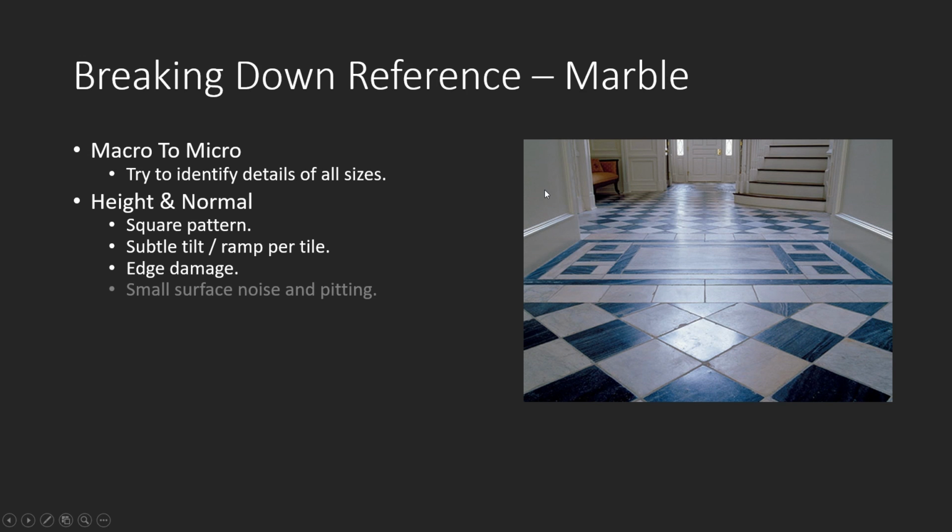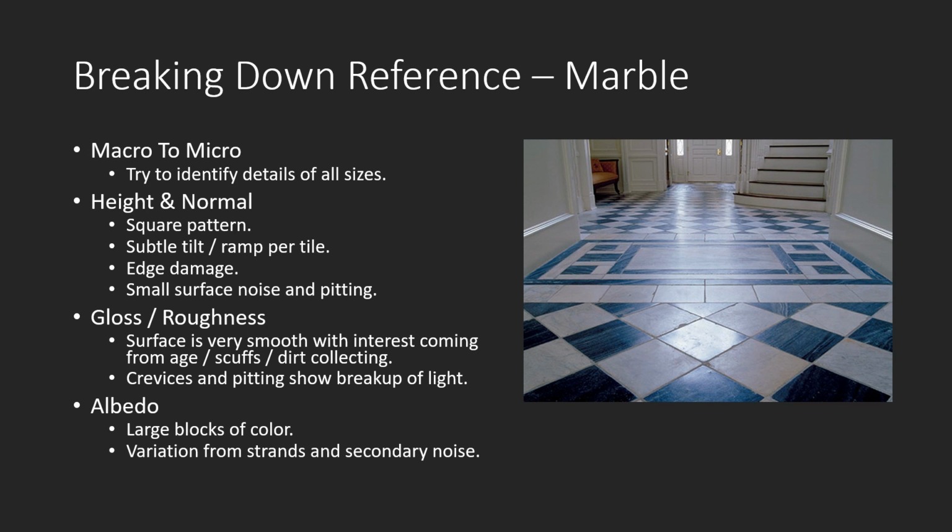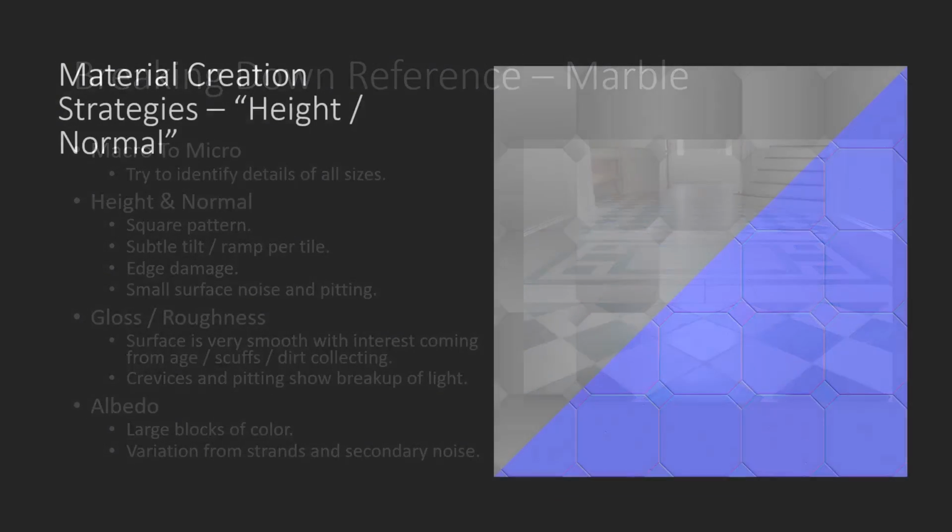There's some subtle edge damage, and there's small surface noise and pitting, like you can see in this tile in particular. And then the gloss and the roughness: the surface is very smooth, with interest coming from age, scuffs and dirt collecting. Crevices and pitting show the breakup of light. And as far as the albedo goes, there are large blocks of color variation from strands and secondary noise.